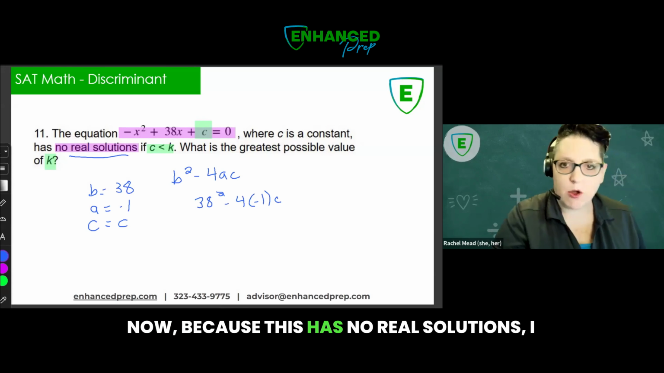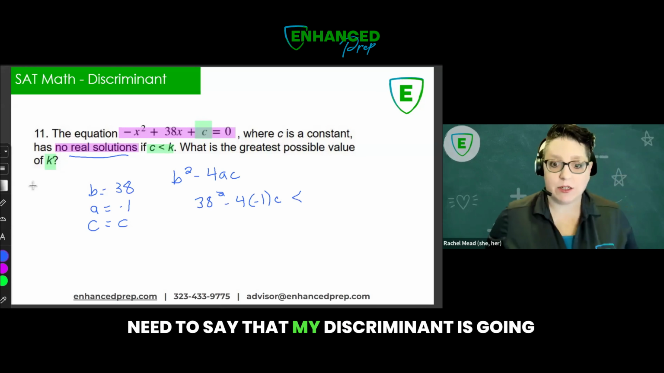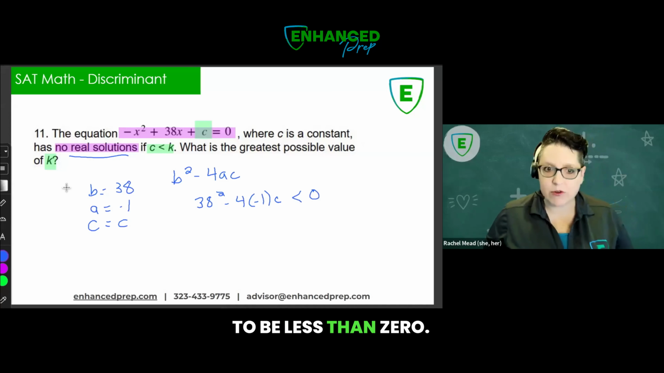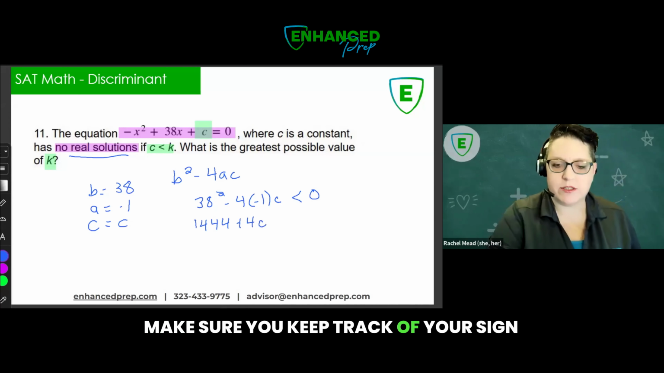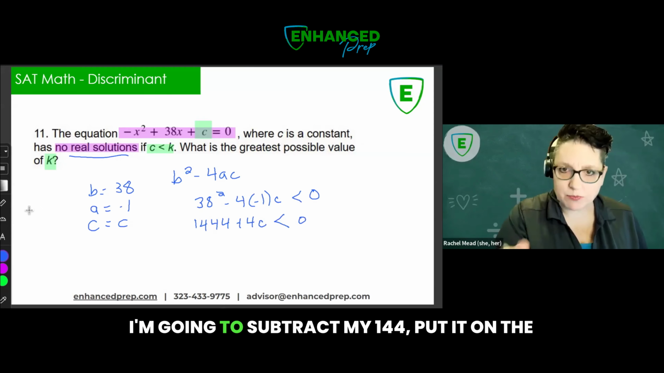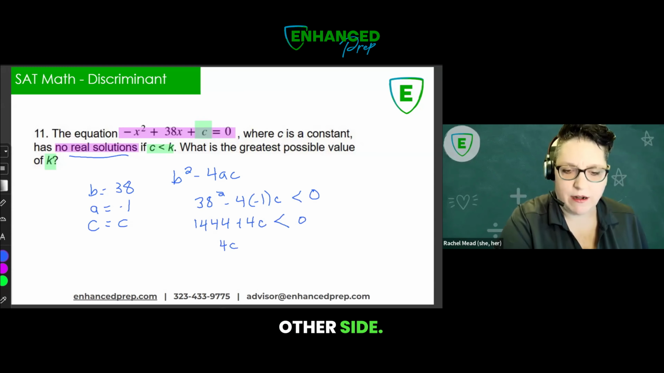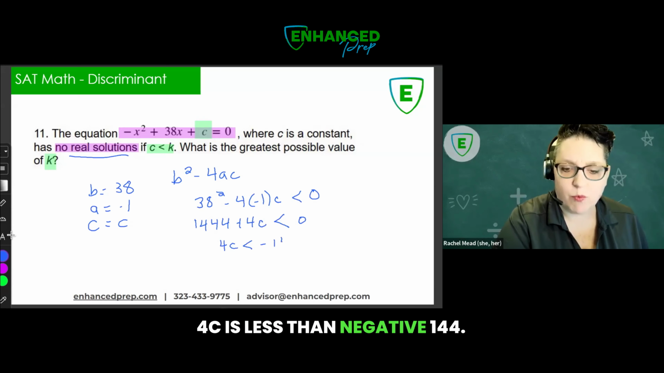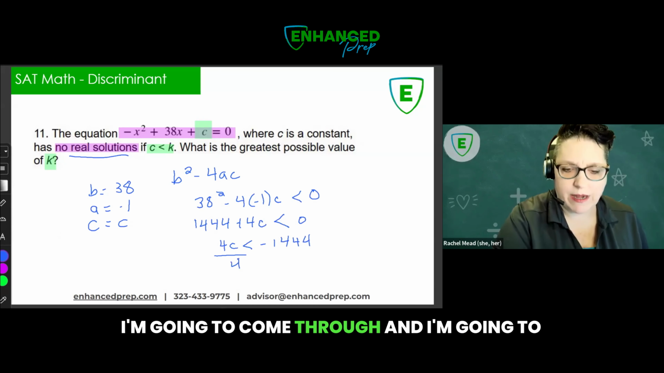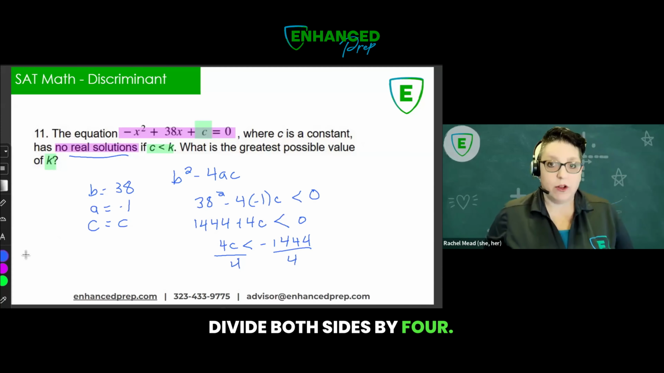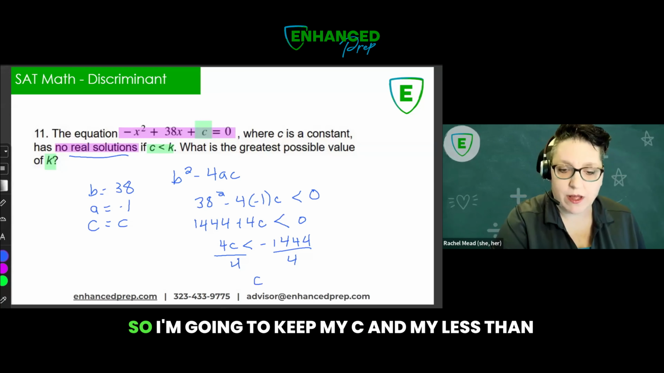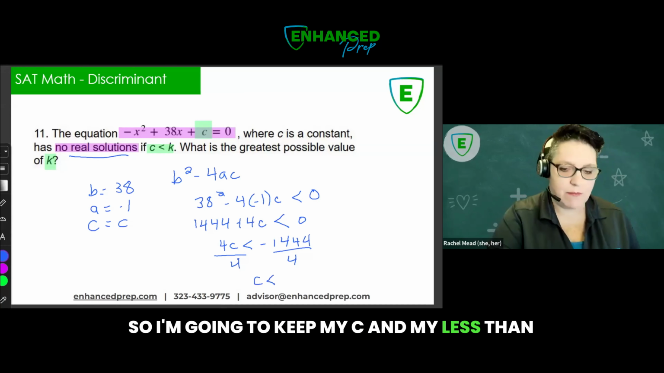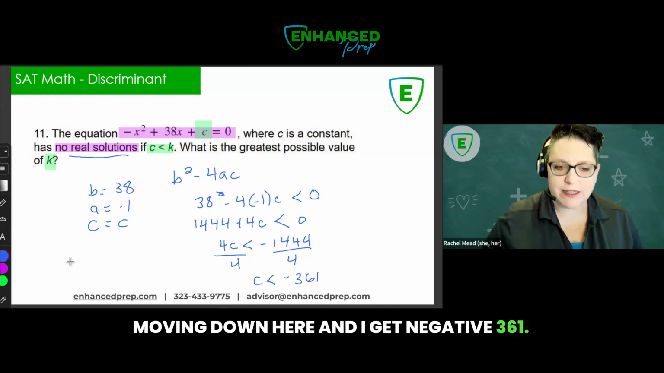Now, because this has no real solutions, I need to say that my discriminant is going to be less than 0. So this is going to give me 1444 plus 4c. Make sure you keep track of your sign there, less than 0. I'm going to subtract my 1444, put it on the other side. 4c is less than -1444. I'm going to divide both sides by 4. We don't need to flip that inequality because we're not multiplying or dividing by a negative. So I'm going to keep my c and my less than moving down here, and I get -361.